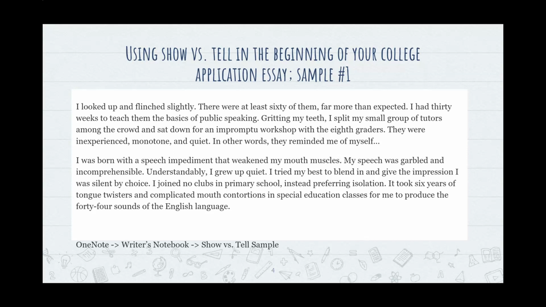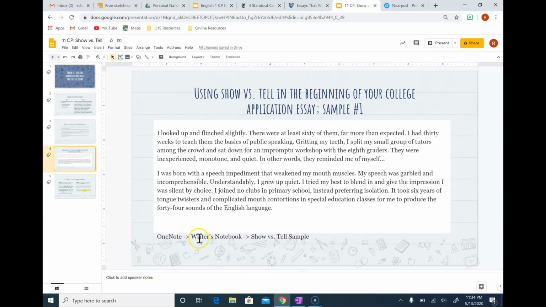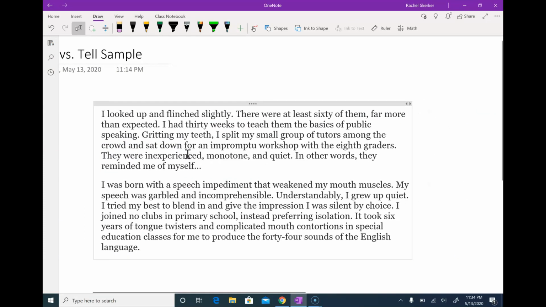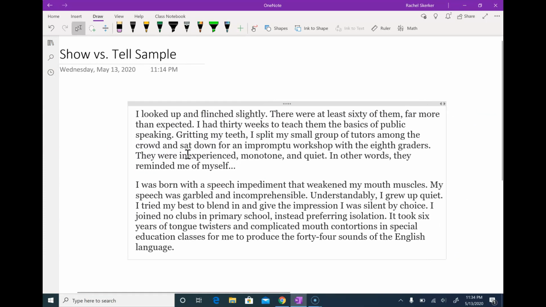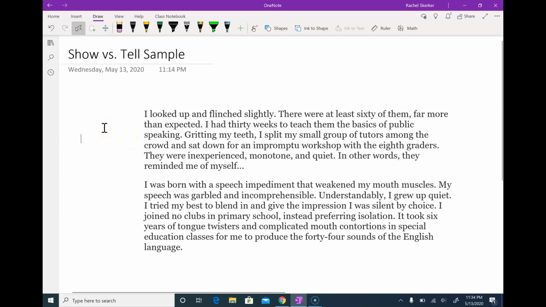So I'm actually going to go ahead and read and annotate this in OneNote. That way it's easier for me to mark up. So right now I'm going to go into OneNote, the Content Library Writer's Notebook, Show versus Tell sample. And you'll see that this sample is actually already in here. So you'll see all the annotations after I complete it. Okay, so let's go ahead and read these 2 paragraphs.